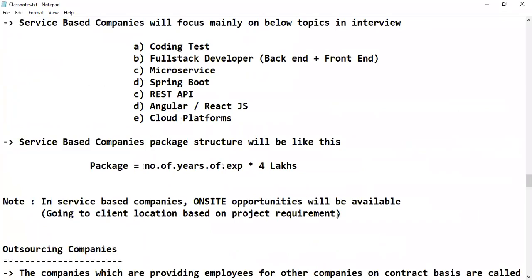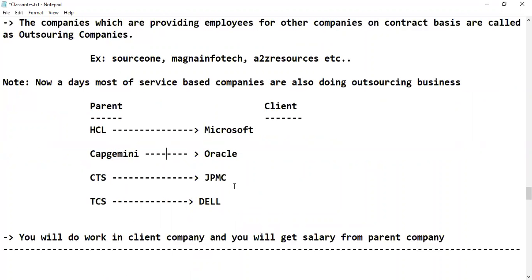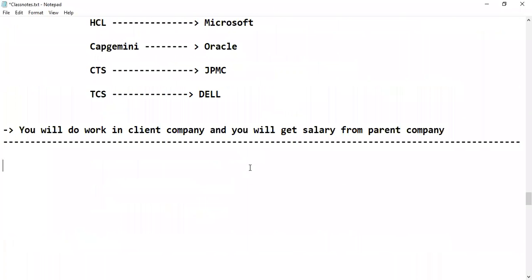All right, guys, do you understand what types of companies are available and how the interview process will be in those companies? Got it? Yeah, fine. And the next one, we need to talk about types of projects in IT.